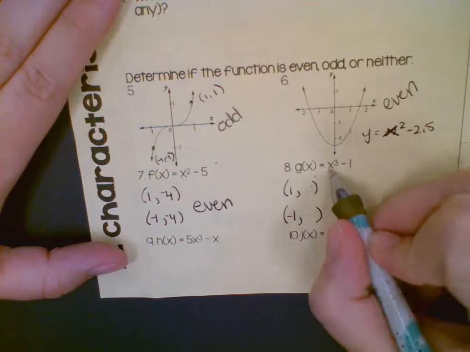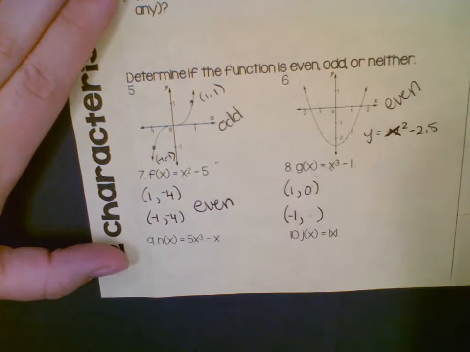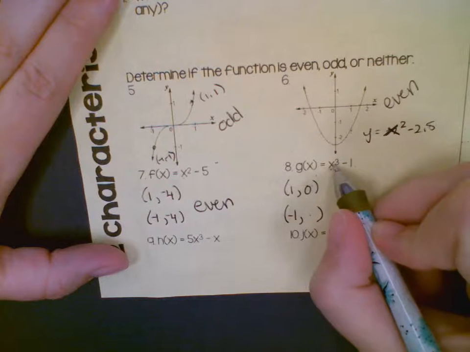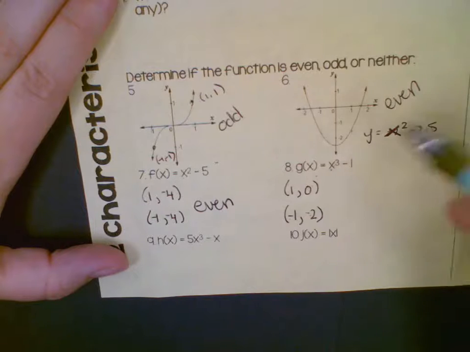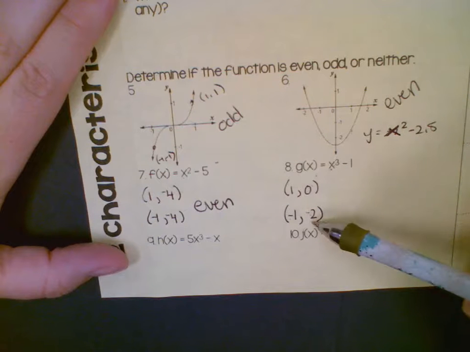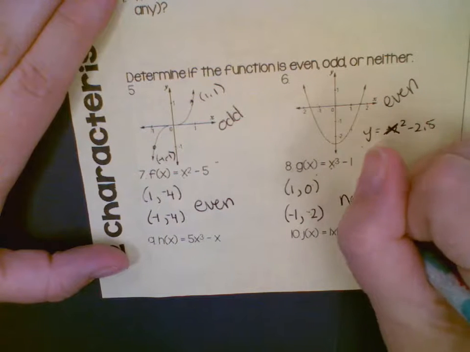So if I plug in 1, 1 to the third minus 1 is 0. Negative 1 to the third would be negative 1. Negative 1 minus 1 is negative 2. So did they stay the same sign or become opposite signs? They didn't even stay the same number. So that tells us this graph is neither.